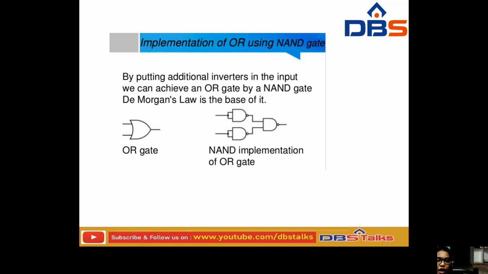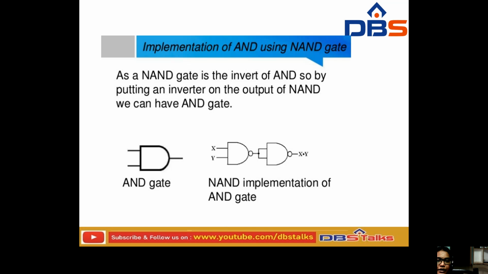In the previous slide we observed that at the output of the NAND gate, we can have the AND gate. This is the output, and we are having the inverter. From this we can get the AND gate.